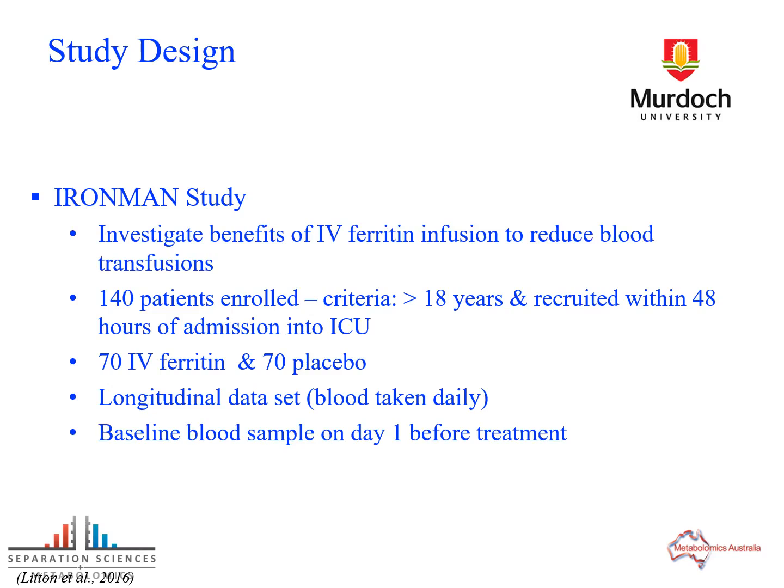They enrolled 140 patients. Now, it wasn't just in that one hospital, but the other public hospitals in Perth as well. And the two key criteria: patients had to be over 18 years old, i.e. an adult, to give their own consent, and they had to be recruited within 48 hours of admission into the ICU. So the cohort was divided into two. 70 received IV ferritin and 70 received a placebo.